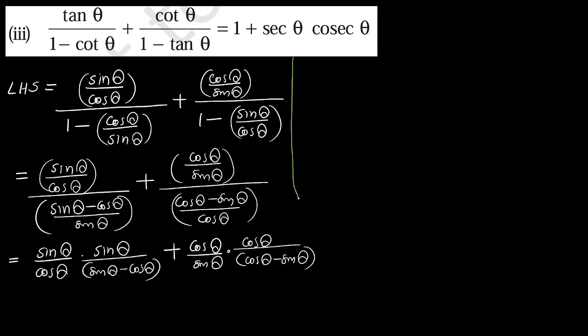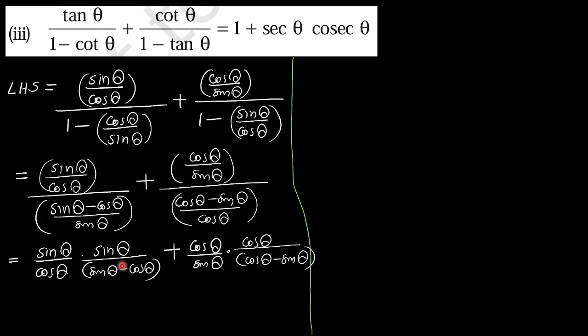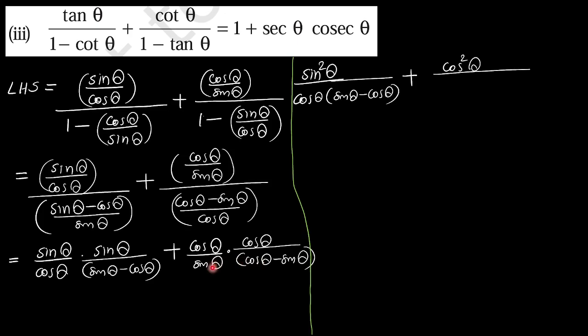In the next step, what can I do? Sin theta into sin theta. Can you see? Sin theta into sin theta, sin square theta. Is that correct? Cos theta into sin theta minus cos theta. Cos theta into cos theta, cos square theta, by sin theta into cos theta minus sin theta.